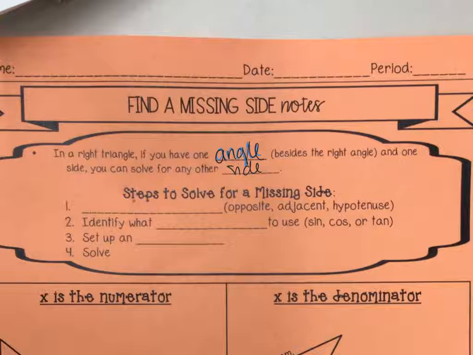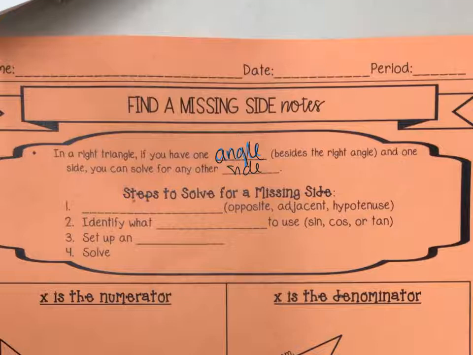So can somebody remind me what our steps were yesterday? What was the first thing we had to do with our triangles yesterday? Label them. Very good. And then we needed to do what after we labeled? Figure out if it was sine, cosine, or tangent. Very good. Which trig ratio to use. And then we had to do what? Set up an equation. Very good. And then we had to solve it in the calculator. Those are the same steps that we used today.